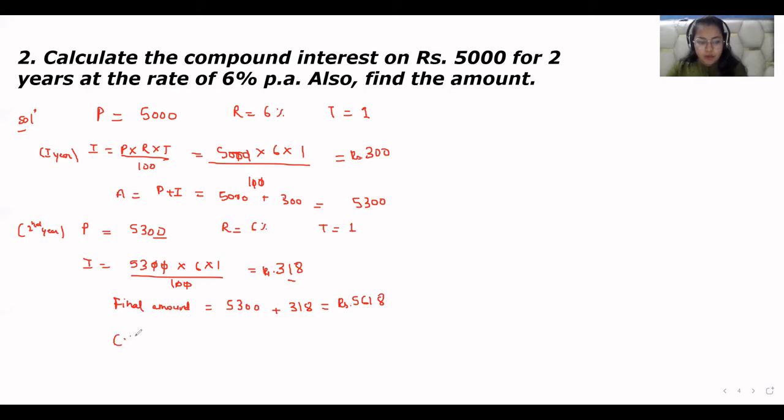So what is our compound interest? We learned the formula: compound interest is amount minus original principal. Our final amount is 5,618 minus our original principal, which is 5,000, so we get 618. Either you can subtract the original principal from the final amount, or you can add the interest for the first year and for the second year. You get the same compound interest for the 2 years. I hope it's clear. Now let's move forward to the next problem.